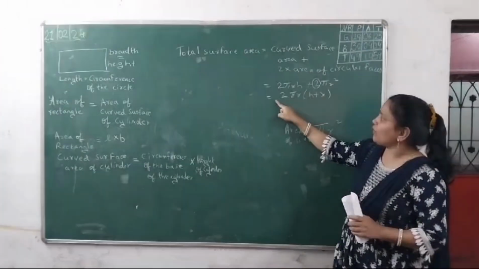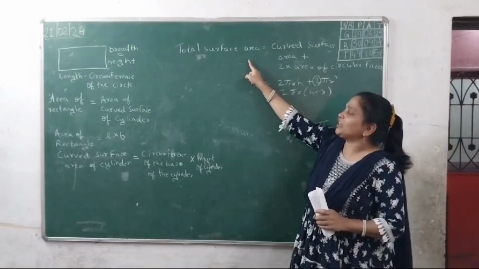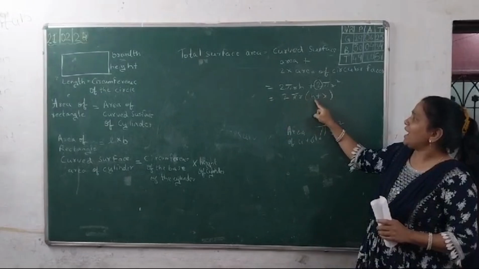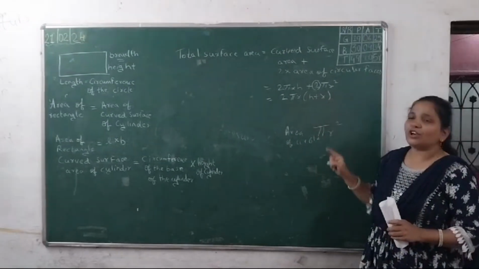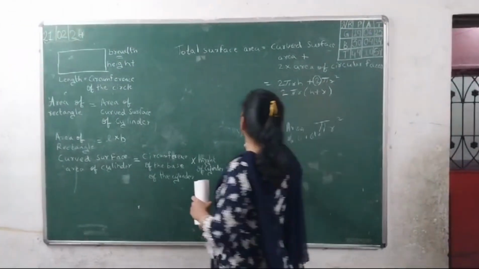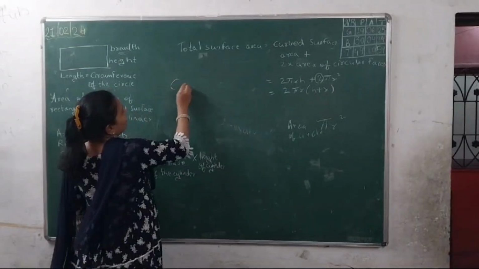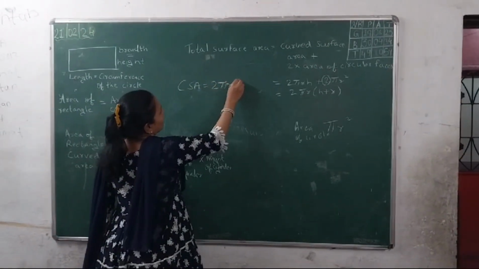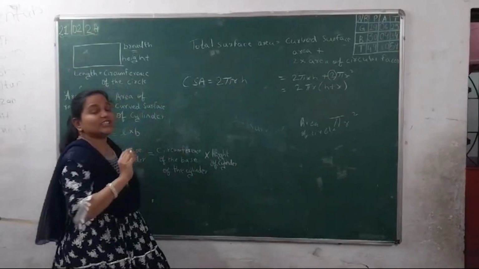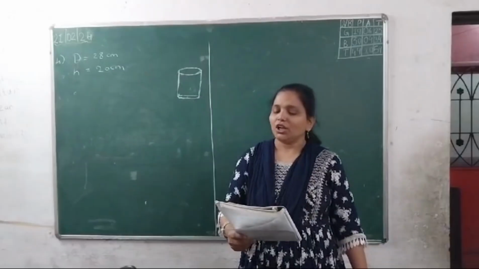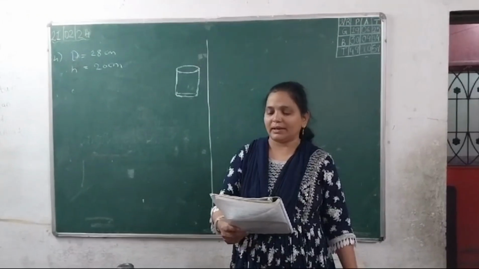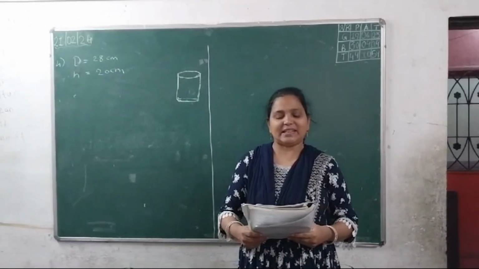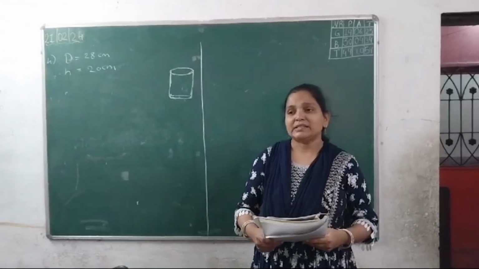So this is how the formula has been derived for total surface area, that is 2 pi r bracket h plus r. And for curved surface area, the formula is curved surface area equals 2 pi r h. Okay, so these are the two formulas required to make a cylindrical container which is open at one side and whose diameter is 28 cm and height is 20 cm.